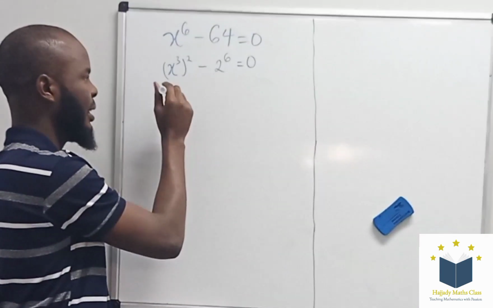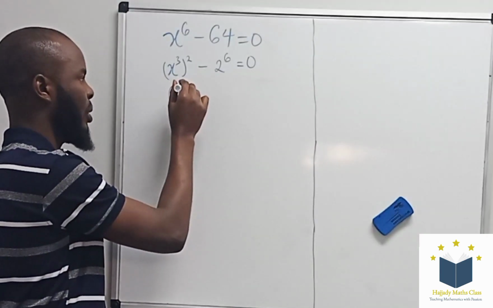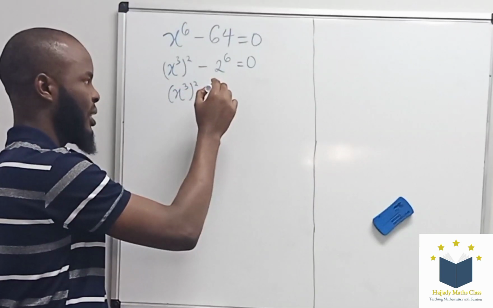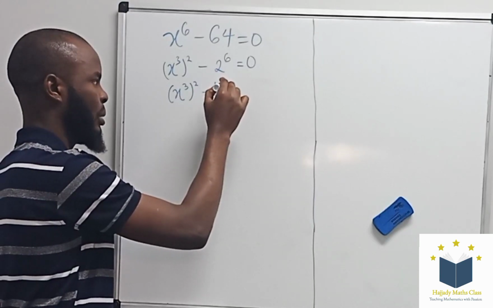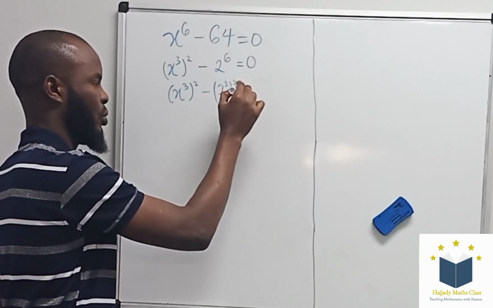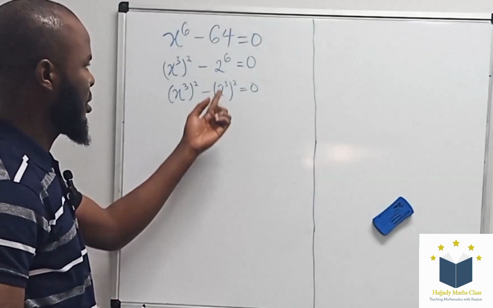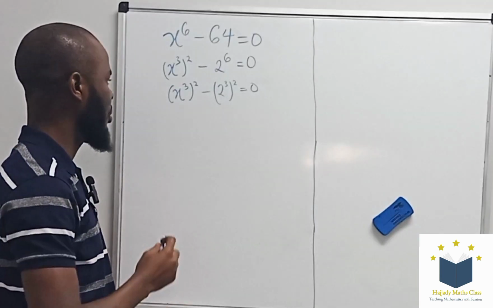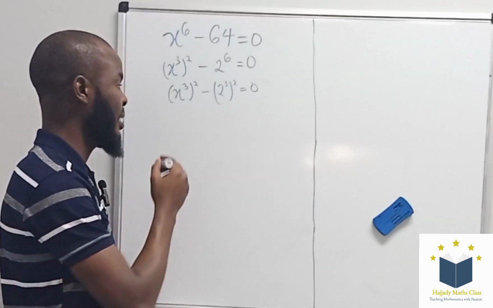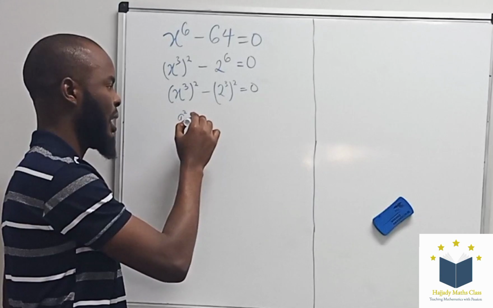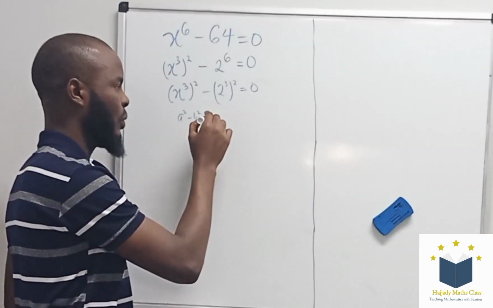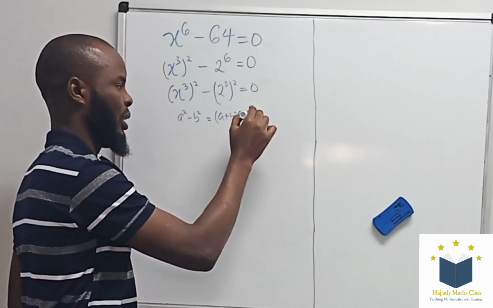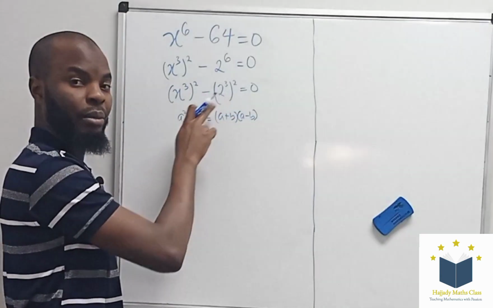Now rewriting this again, here I still have my x to the power of 3, 2. Now 2 to the power of 6 can be written as 2 to the power of 3 times 2, equals 0. It's still the same thing as this. Now solving further, I'm going to use the difference of two squares, which says that a squared minus b squared equals a plus b, a minus b. So this is going to be my a, this is going to be my b.